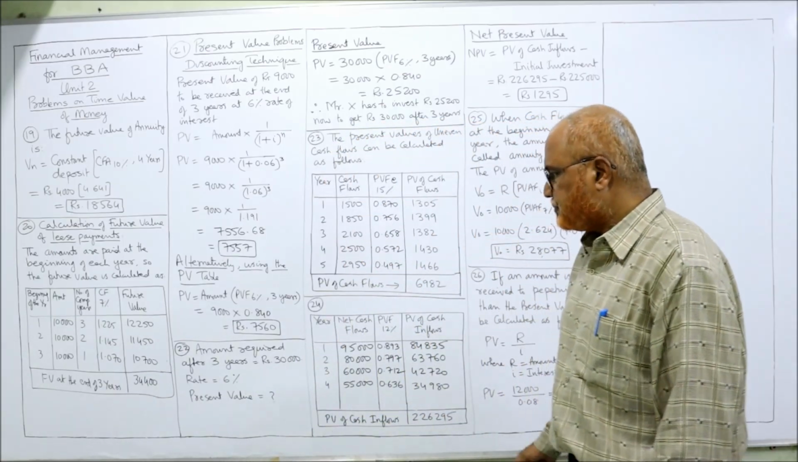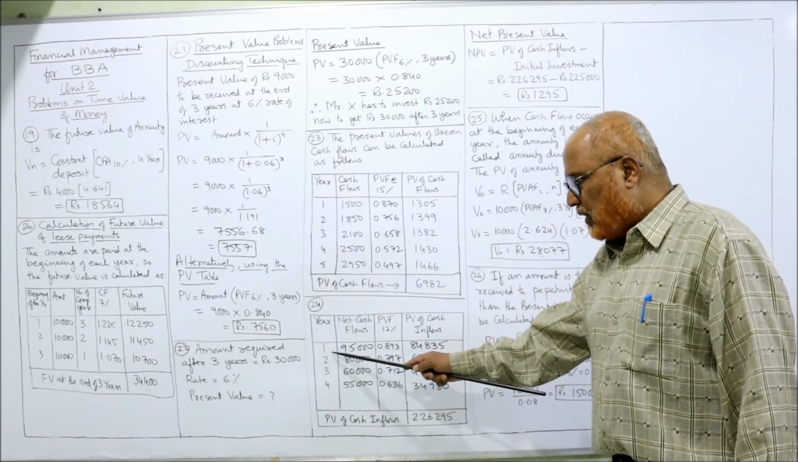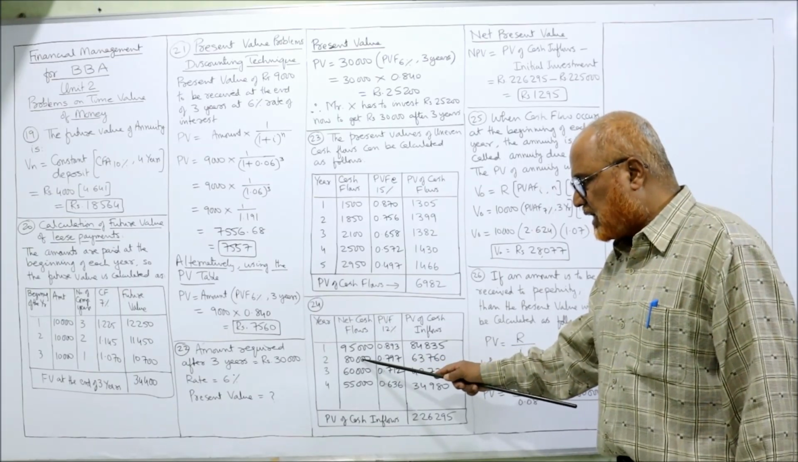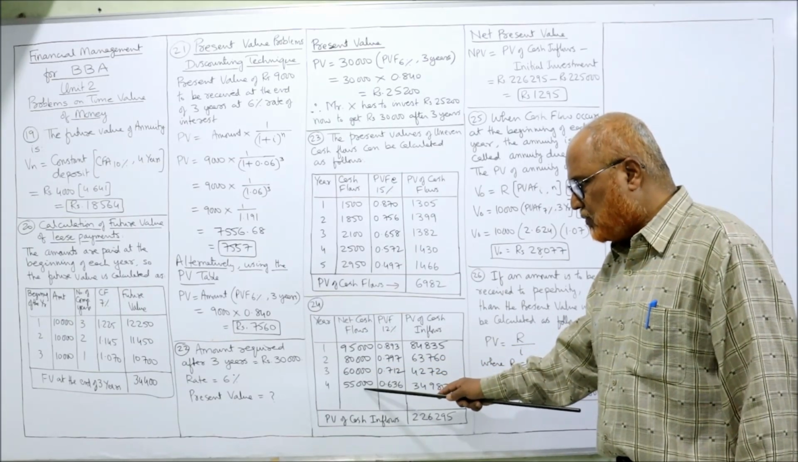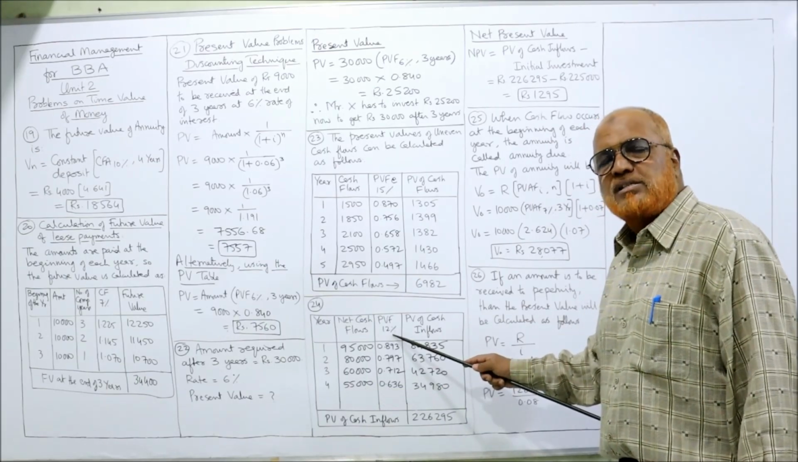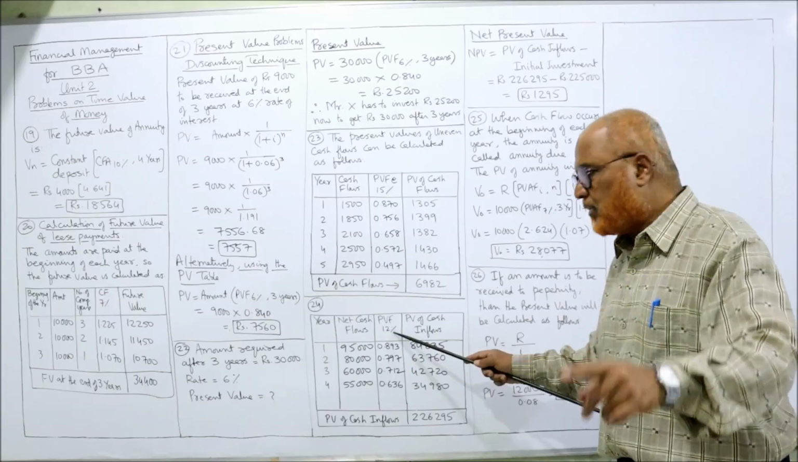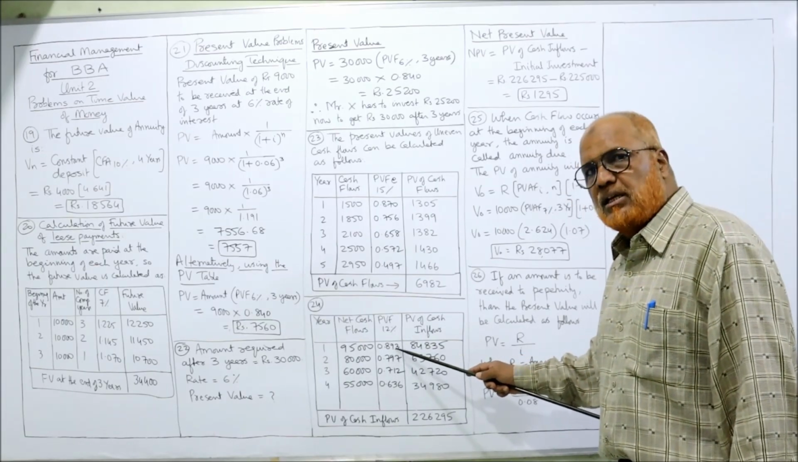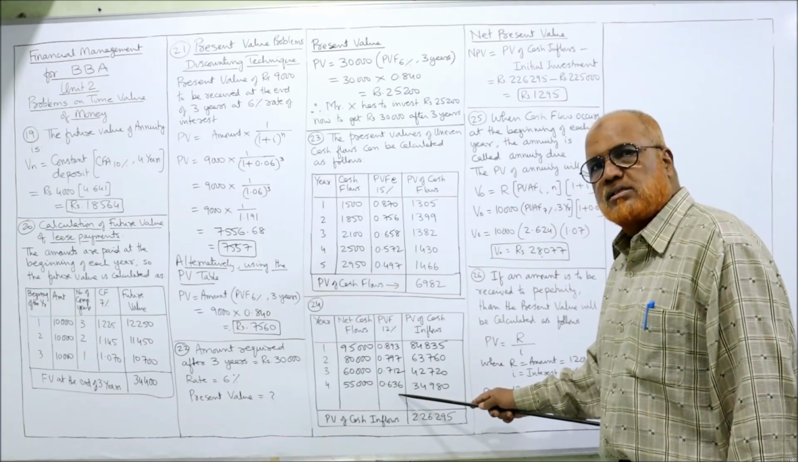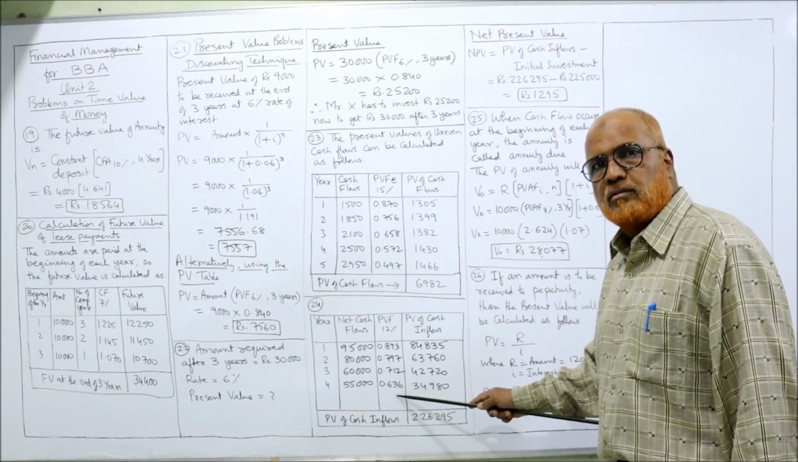Now you can see, year 1, 2, 3, 4. Net cash flows are given: 95,000 first year, second year 80,000, third year 60,000, fourth year 55,000. Now we need PV factors, present value factors at 12%. If you refer to the table, 0.893, 0.797, 0.712, 0.636, 12% for 4 years.